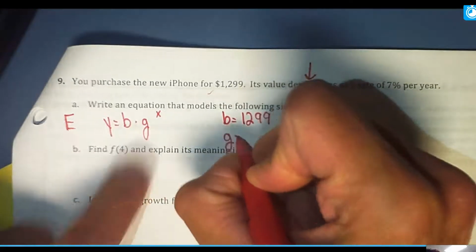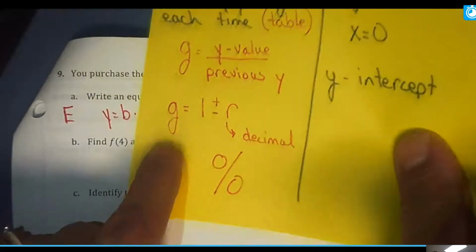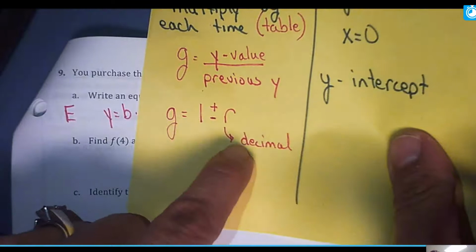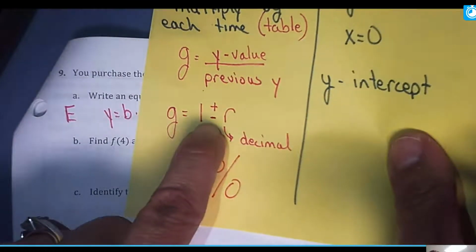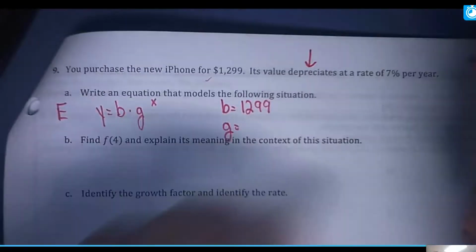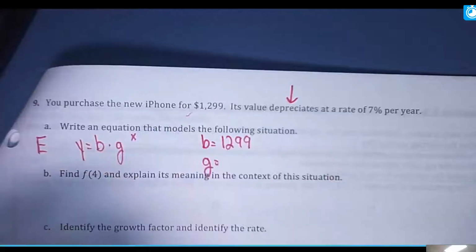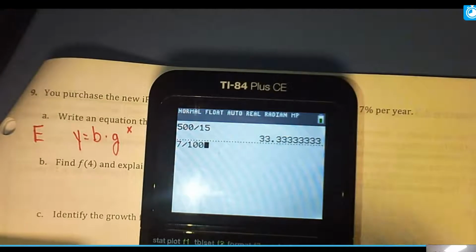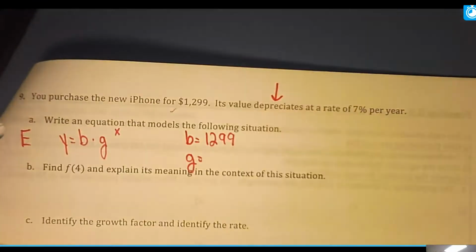And then I'm going to need g. Again, remember, according to our cheat sheet, g is where I'll have to take that rate and turn it into a decimal. And since it's depreciating, I'll subtract it from 1. So this is a decimal. Again, you don't know. 7 divided by 100. Oops, that's too many zeros. 0.07.